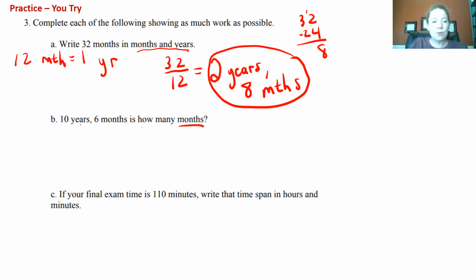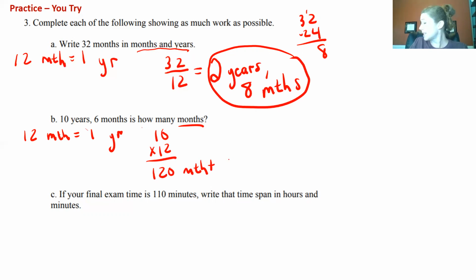All right, so we know that there are 12 months for 1 year. So we had 10 years. So 10 years, we're going to multiply 10 times 12. So that's 120 months plus these extra 6 months. So 10 years, 6 months is equal to 126 months.